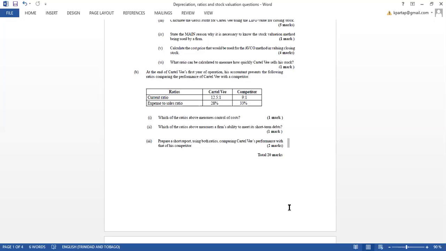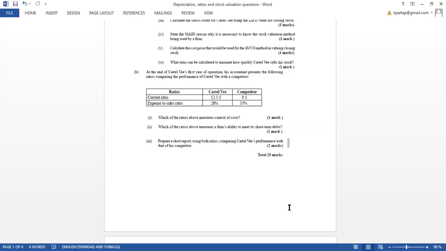So both of them have high current ratios. So both firms are able to meet their short-term debt very well, actually. Cartel V is able to meet their short-term debt actually a little bit better than their competitor. So Cartel V is in a very good position.